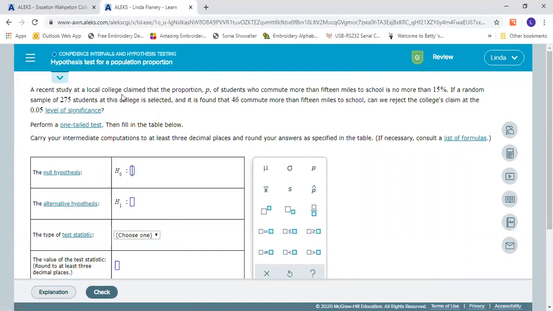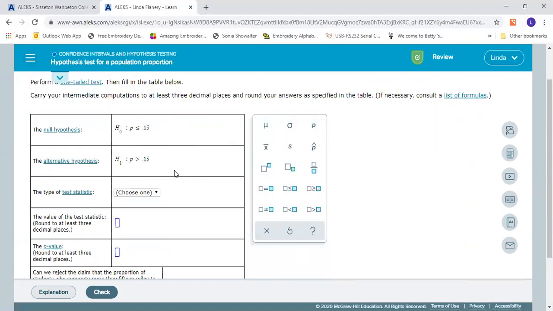A recent study at a local college claimed the proportion P of students who commute more than 15 minutes to school is no more than 15%. So no more means less than or equal to. P then would be less than or equal to 15%, 0.15. That means my alternative hypothesis is P is greater than 0.15. This is going to be a right-tailed test then, since we're checking the greater than.